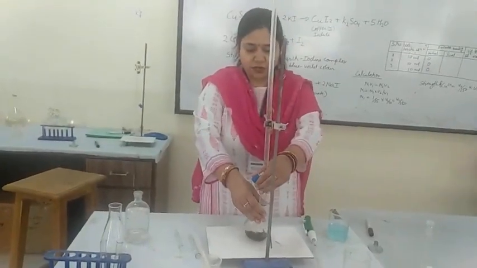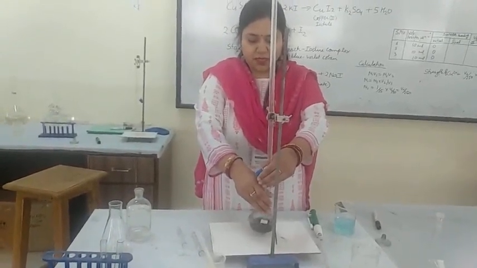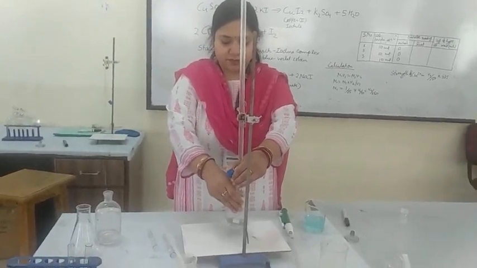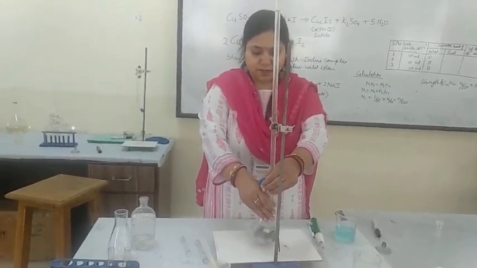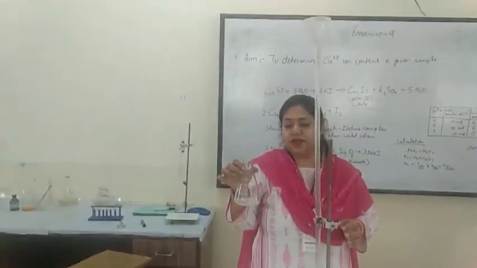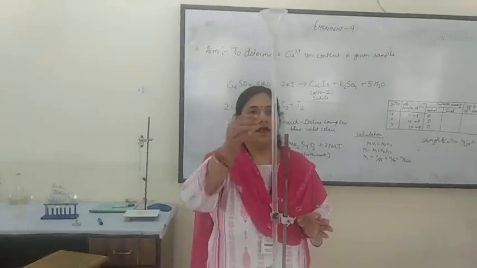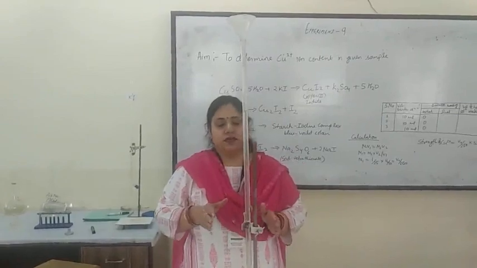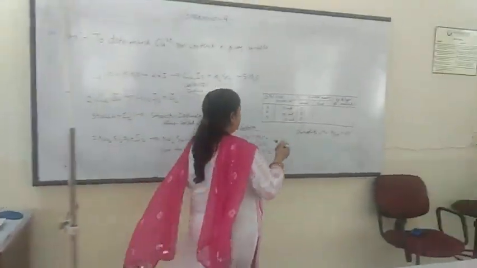Then we will continue the titration until this blue-violet color disappears. At the end point, the blue-violet color will disappear. The final reading is 10.6 ml.